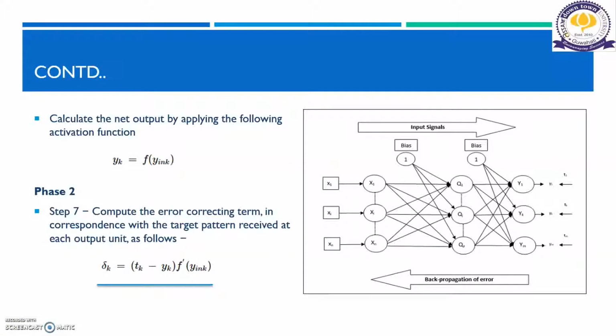Then phase 2 begins. Phase 2 is calculating your error and backpropagating the error to the output and the hidden layer. In the output layer, first compute the error correcting term in correspondence with the target pattern received at each output unit. So this is your error correcting term at the output layer. Let me explain how you get this equation.